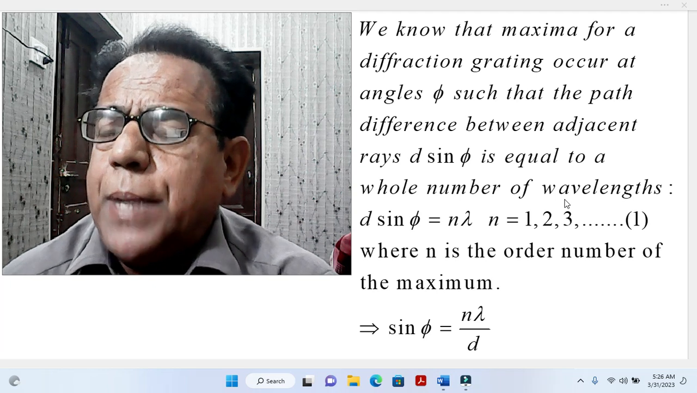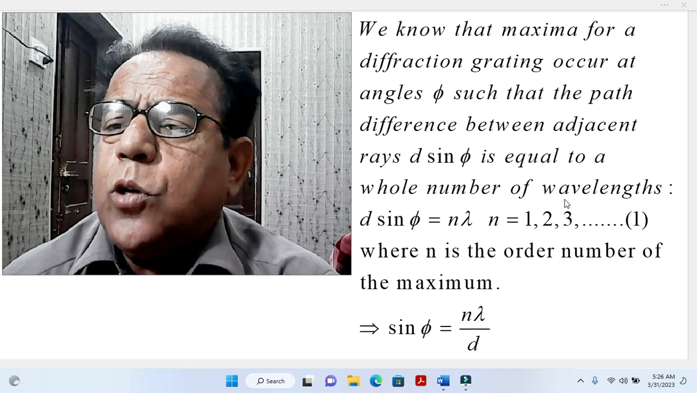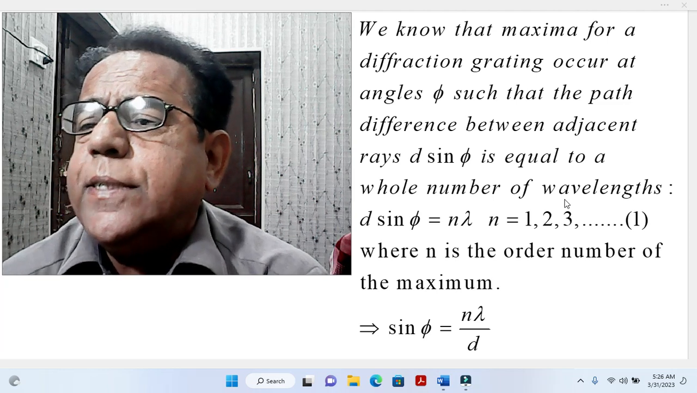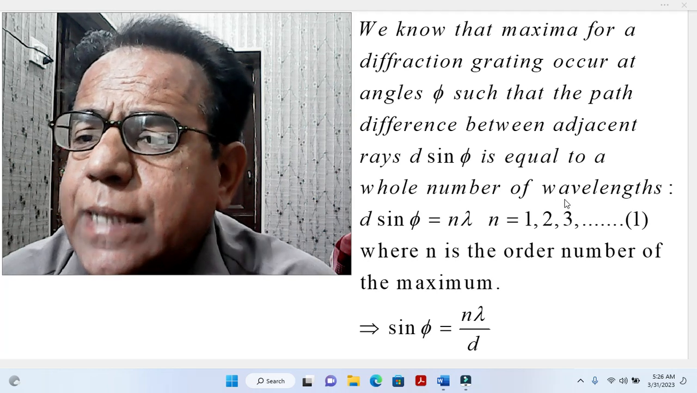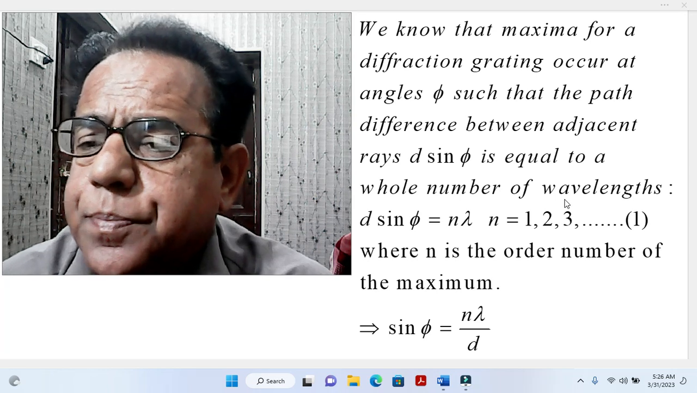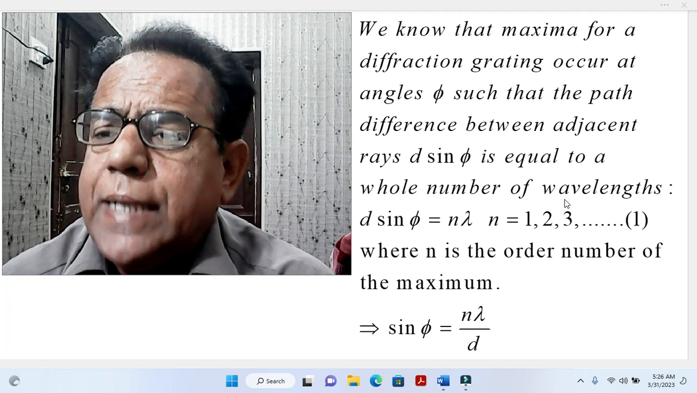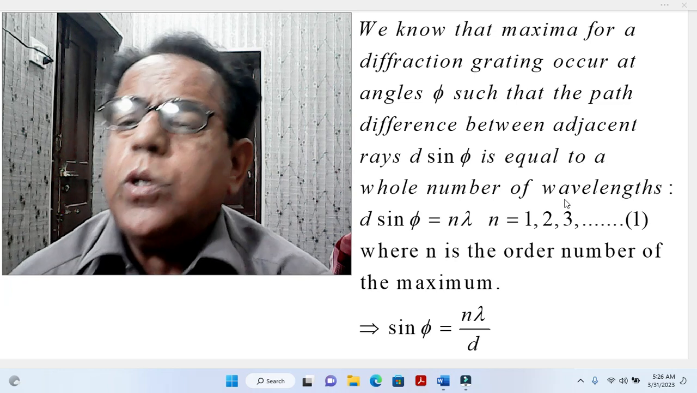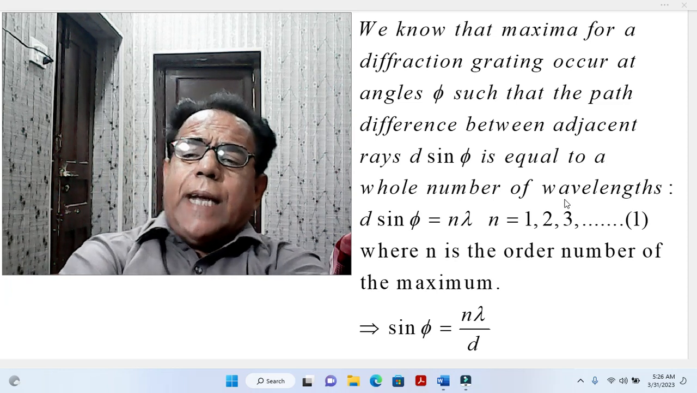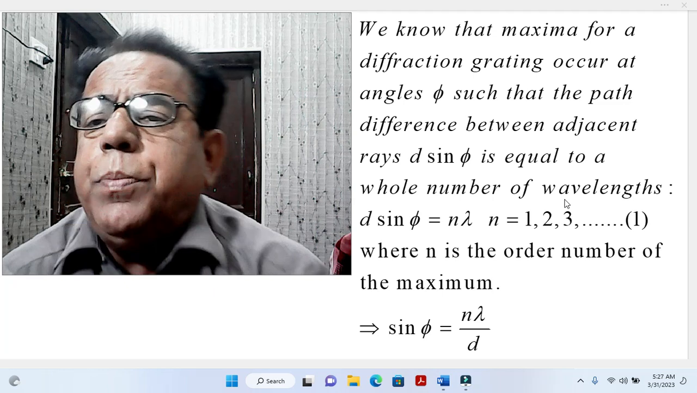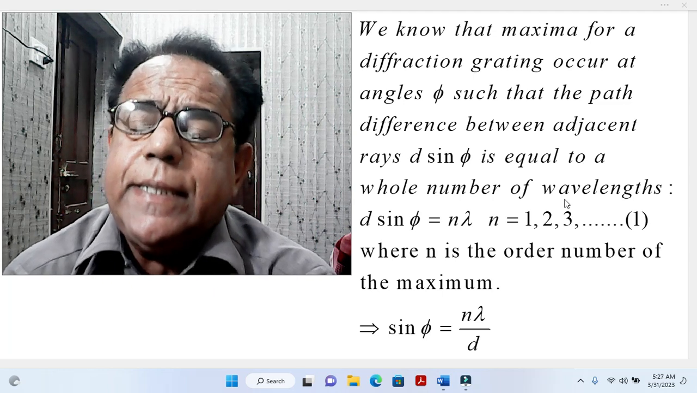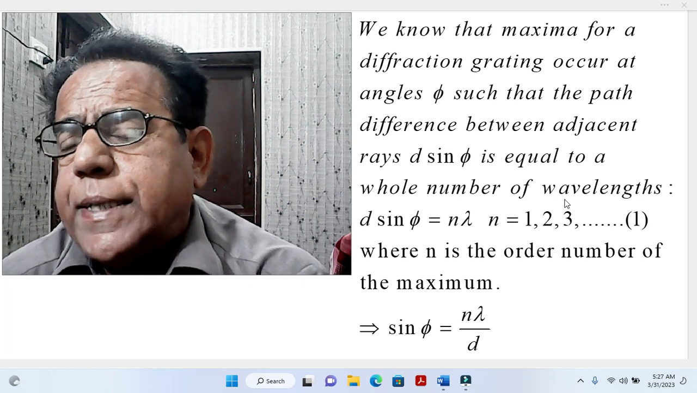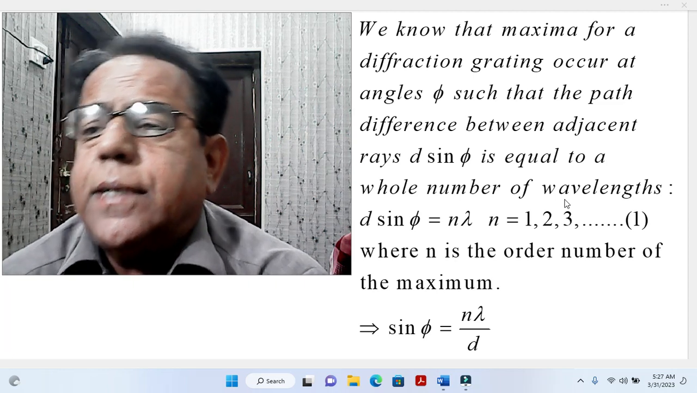Okay, in mathematical form, d sine phi is equal to n lambda, where n is equal to 1, 2, 3, and so on. This is equation number 1, where n is the order number of the maximum. This implies that sine phi becomes equal to n lambda over d. When d is shifted to the other side of the equality, it will become the denominator.